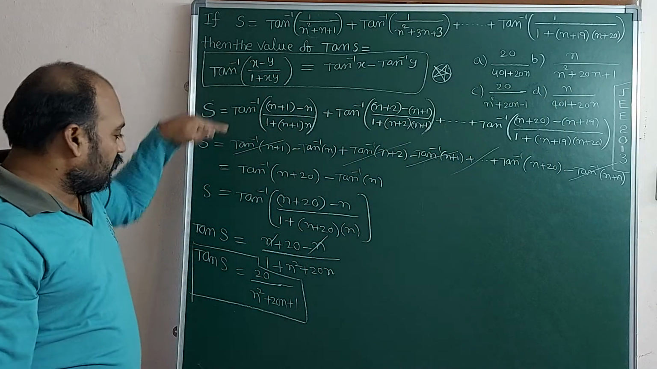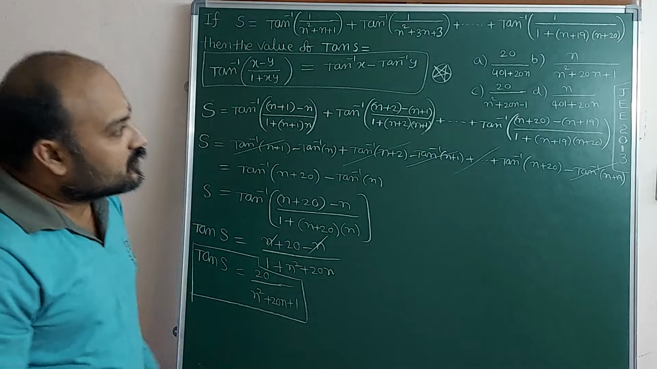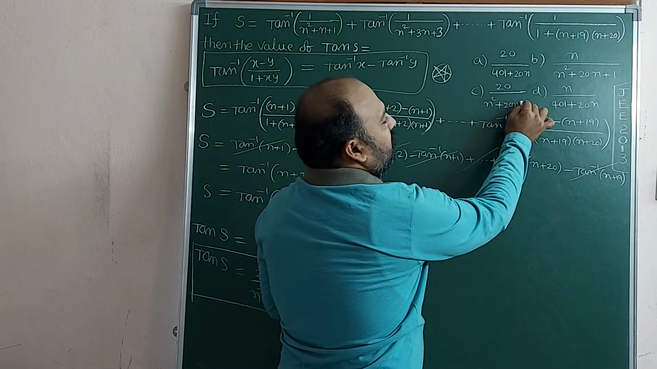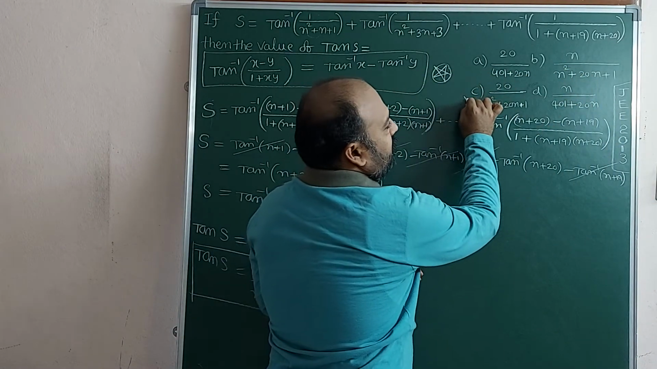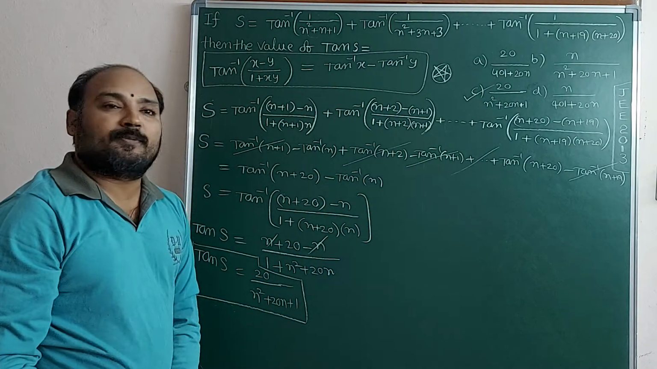third option. So 20 by n square plus 20n plus 1.